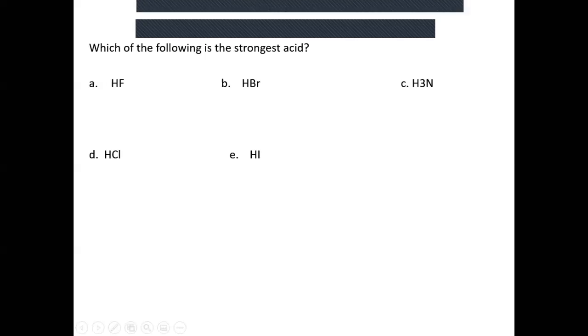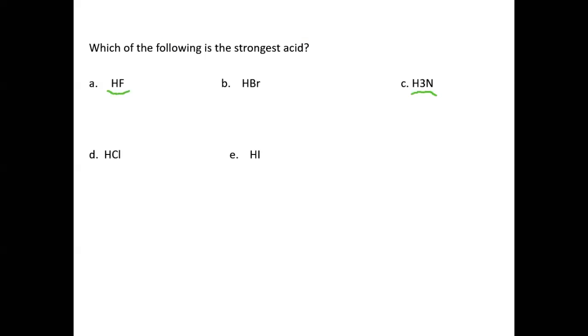Now you'll notice here that HF and H3N are on the same period. So between HF and H3N, since they're on the same period, the non-hydrogen element, you've got to look at the electronegativity. So HF would be a stronger acid than H3N. So let's go ahead and mark off H3N. Now what we have left is HF, HBr, HCl, HI.